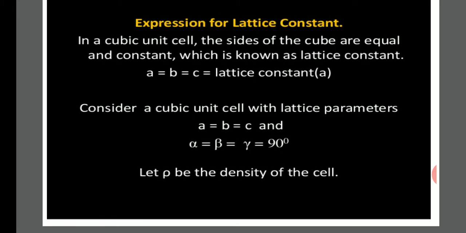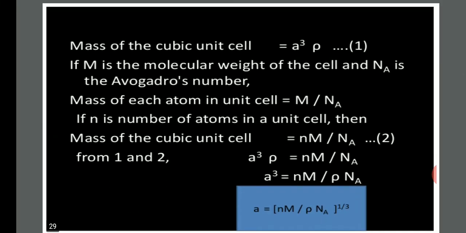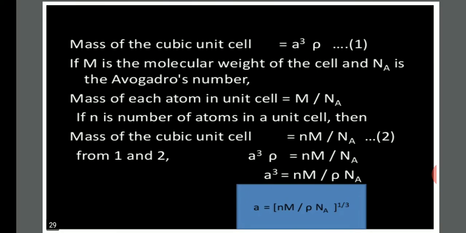Suppose rho is the density of the cell. So the mass of the cubic unit cell is a cubed rho. Take this as equation 1. If M is the molecular weight of the cell and N_A is the Avogadro's number, then the mass of each atom in the unit cell is M by N_A. If small n is the number of atoms in the unit cell, then the mass of the cubic cell is nM by N_A. You have to know that N_A is the Avogadro's number. Take this as equation 2.